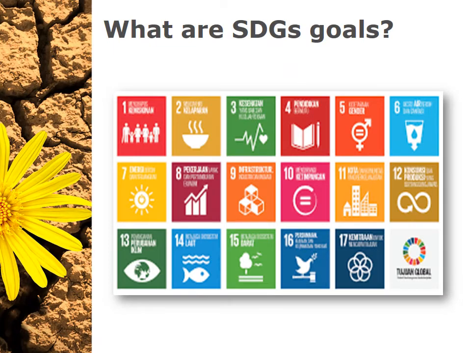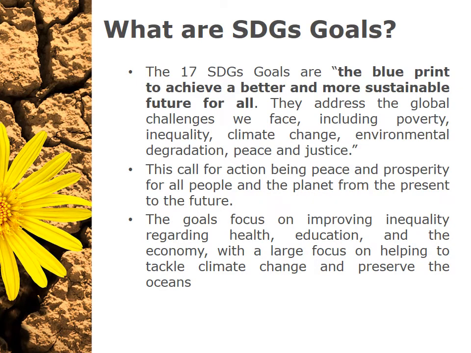Now, what are the SDG goals? The 17 SDG goals are the blueprint to achieve a better and more sustainable future for all. They address the global challenges we face, including poverty, inequality, climate change, environmental degradation, peace, and justice. This is a call for action for peace and prosperity for all people and the planet, from the present to the future. The goals focus on reducing inequality in health, education, and the economy, with a large focus on helping to tackle climate change and preserve the oceans.